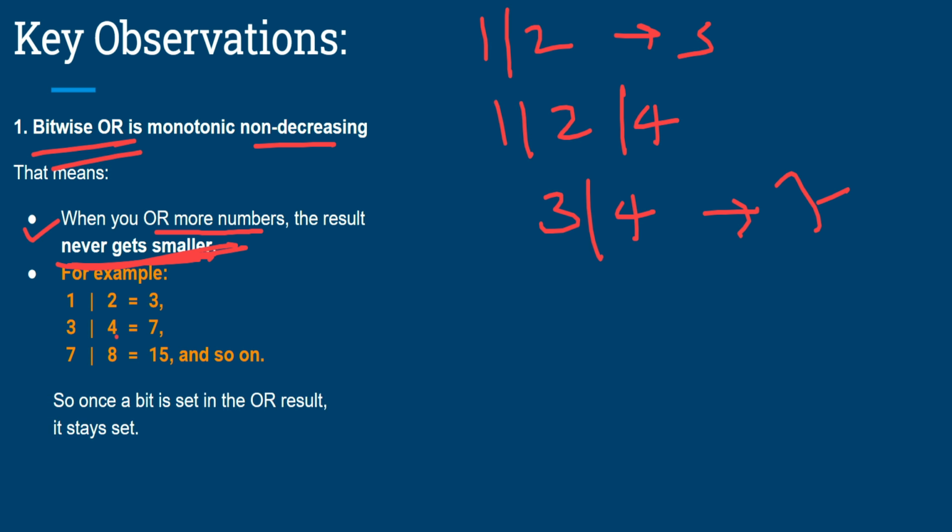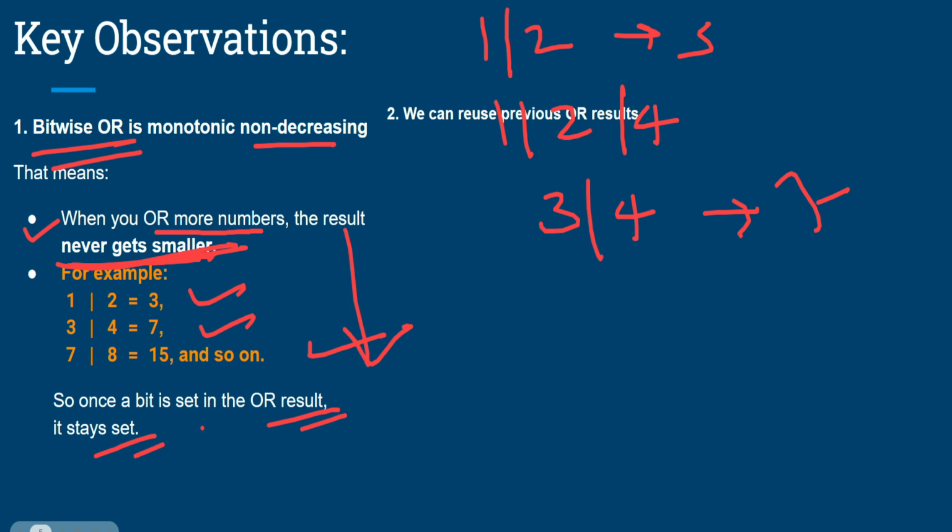For example, if we take these things, you are saying that it keeps increasing, right? Once a bit is set in the OR result, it stays set. Okay, let me clean it so you will understand.